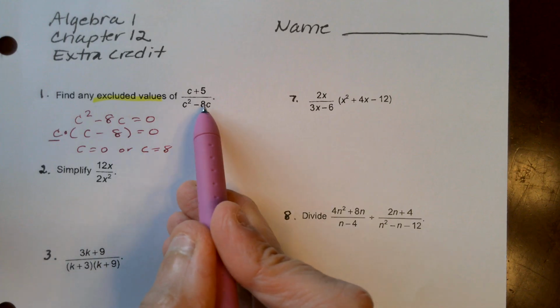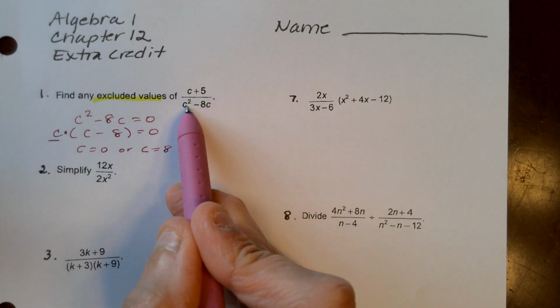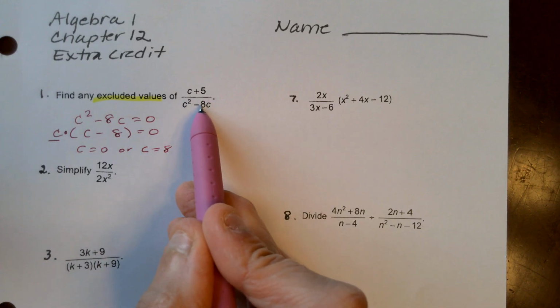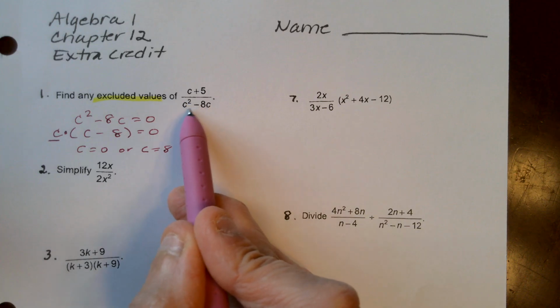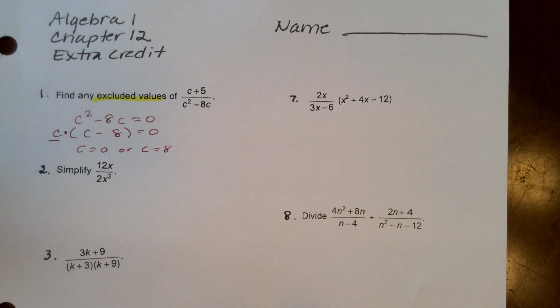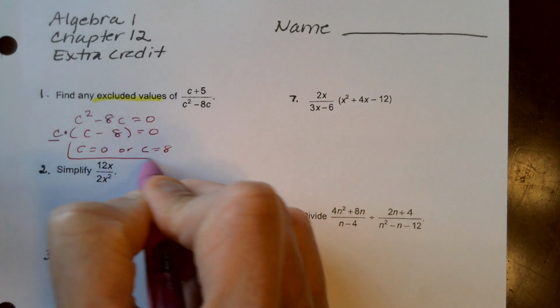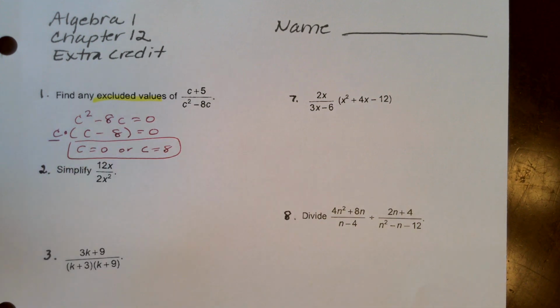If we put a 0 in here, we're going to get 0 in the whole bottom. 0 squared minus 8 times 0 is 0. You put an 8 in here, we get 8 squared minus 8 times 8, which is 64. 64 minus 64, 0. You cannot have either. So there we go. Number 2.